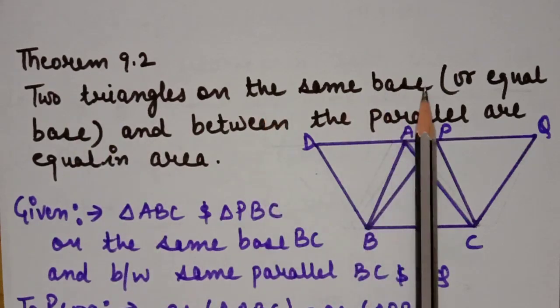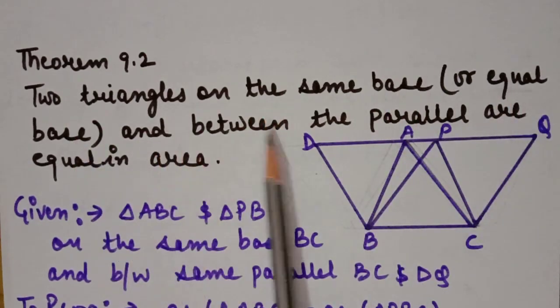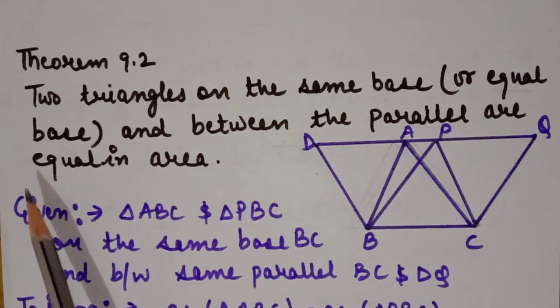Two triangles on the same base or equal base and between the same parallels are equal in area. If two triangles have a common base or equal base and lie between the same parallels, they are equal in area. We have to prove it.